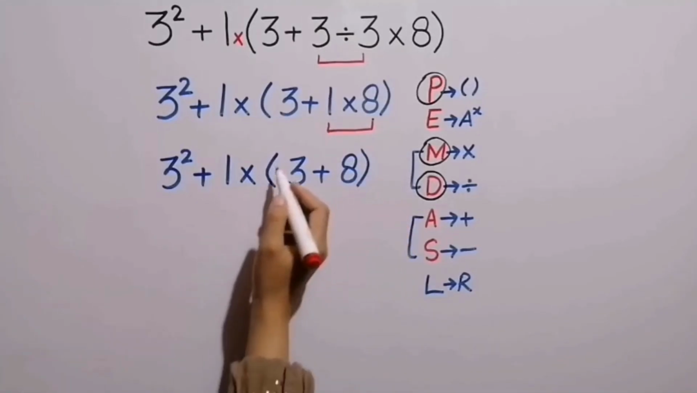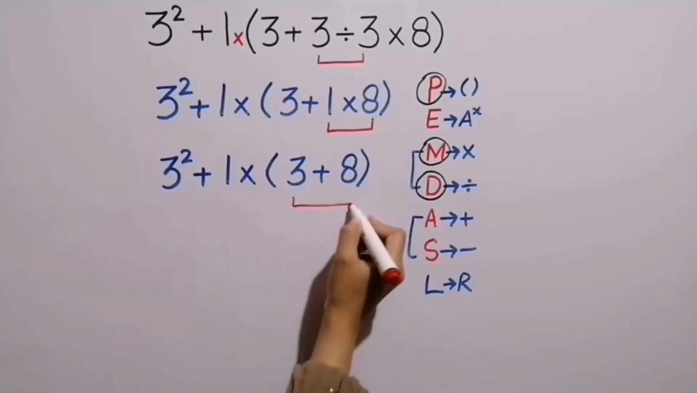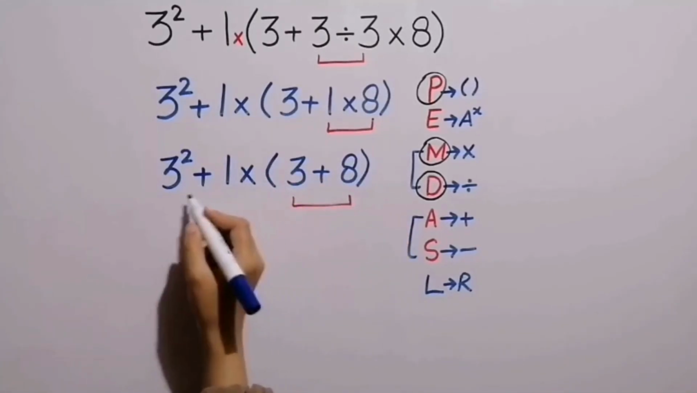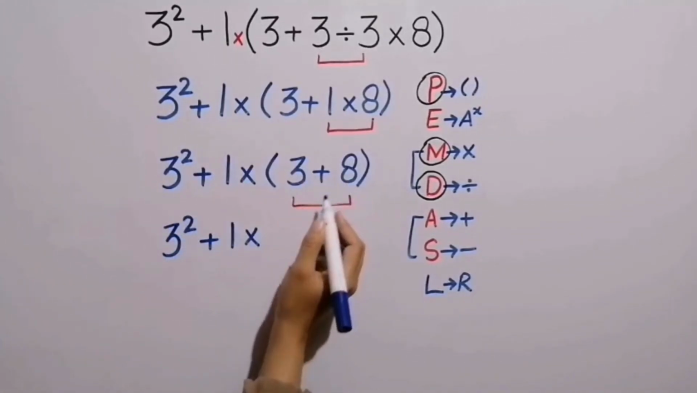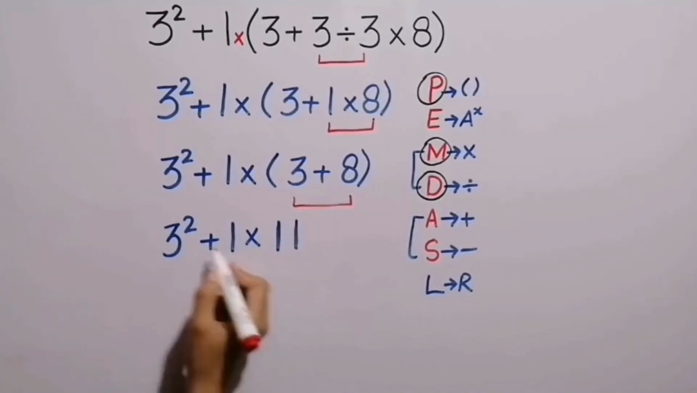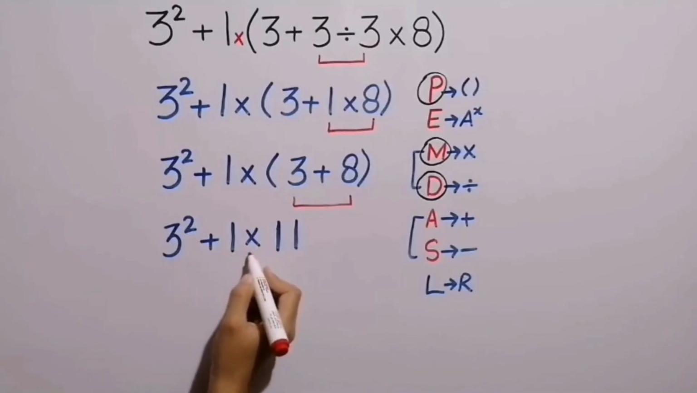Again we simplify parentheses, we do addition between 3 and 8. And instead of this expression we write 3 to the power of 2 plus 1 then times (3 plus 8 equals 11). In the next step we have an exponent, addition, and multiplication.